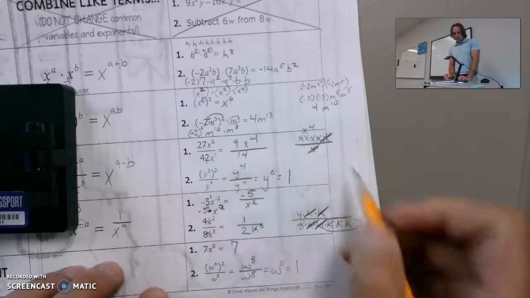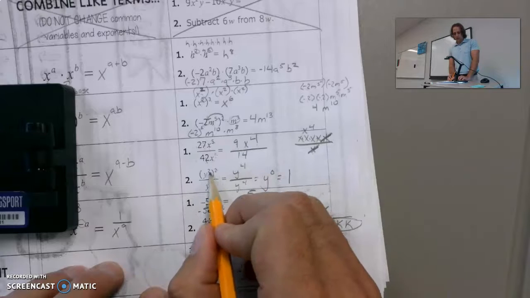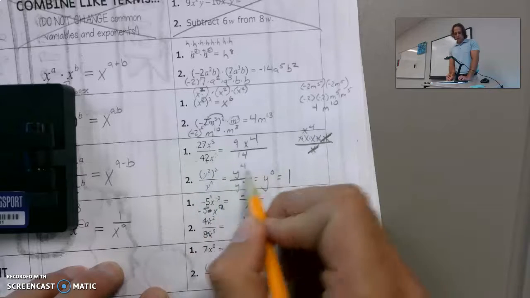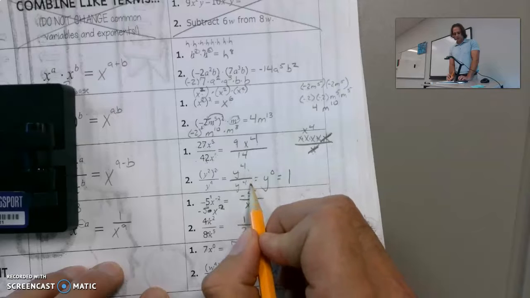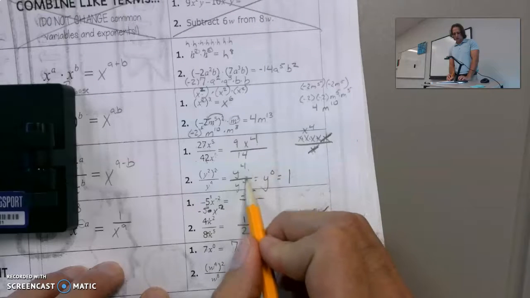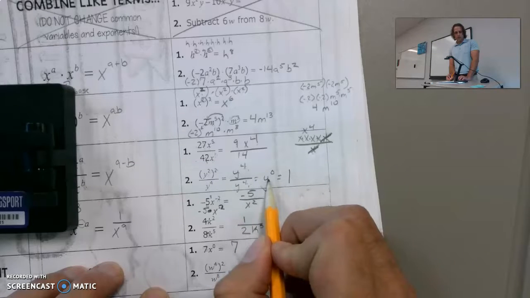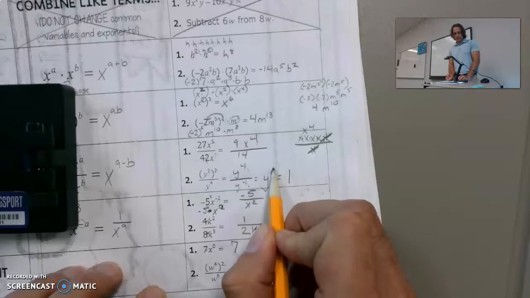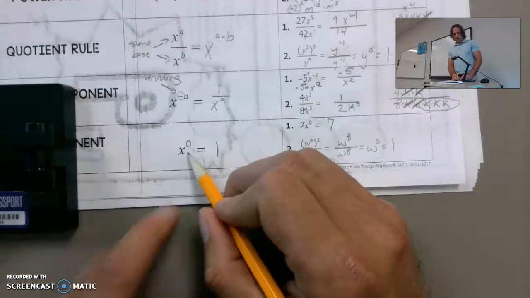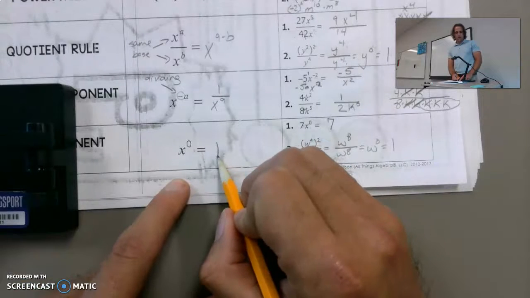27/42 is 9/14. Y squared to the 2nd power, that's the power rule. 2 times 2 is 4, so y to the 4th over y to the 4th. Anything divided by itself is just 1. We also see if we were to use the quotient rule, 4 minus 4 is y to the 0. That kind of brings us down. Let's go all the way to the bottom, and we'll do the 0 power. Anything raised to the 0 power is just going to be 1.